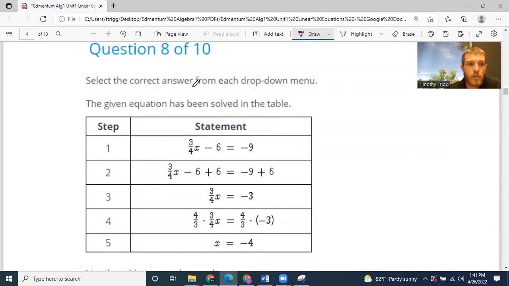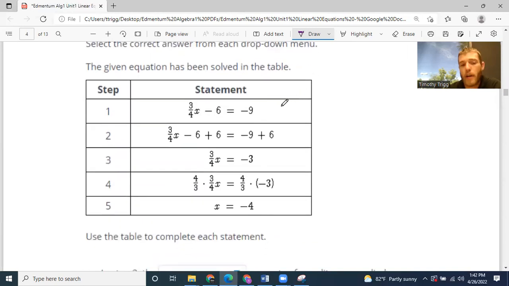Okay, given the equation, it's been solved in the table. Okay, select the correct answer from the drop-down menu. Okay, so our goal here is to solve for X. So what would be my first step? Well, I hope you can see that we would add 6 to both sides, and they did that correctly. Okay, they added 6 to both sides. Right, add 6. Okay, here the 6 is canceled, that's good. Here, negative 9 plus 6 is negative 3, so that's good.